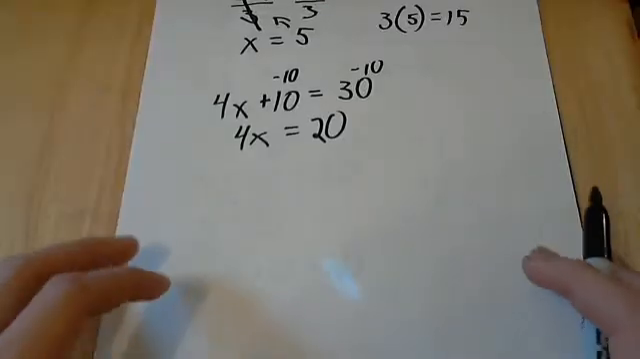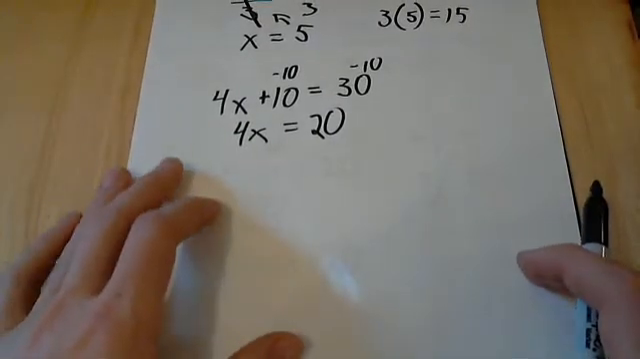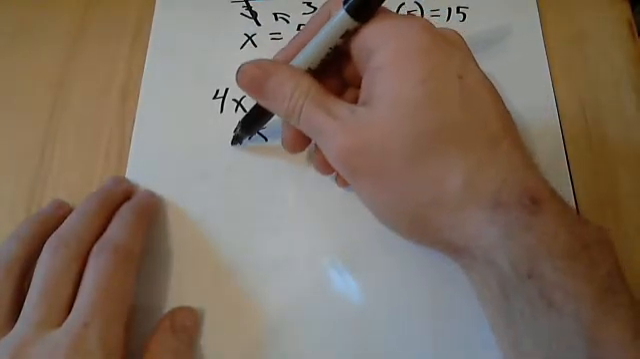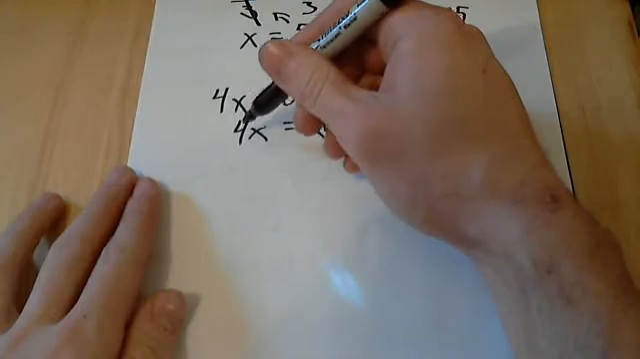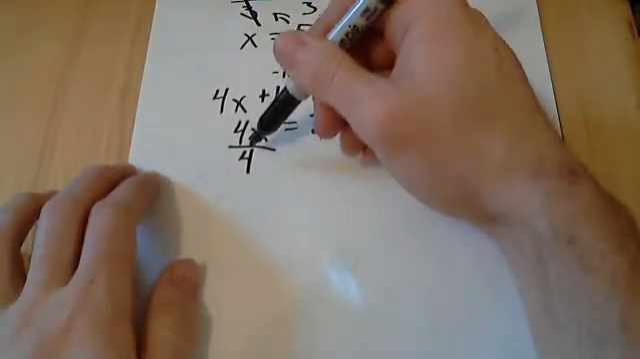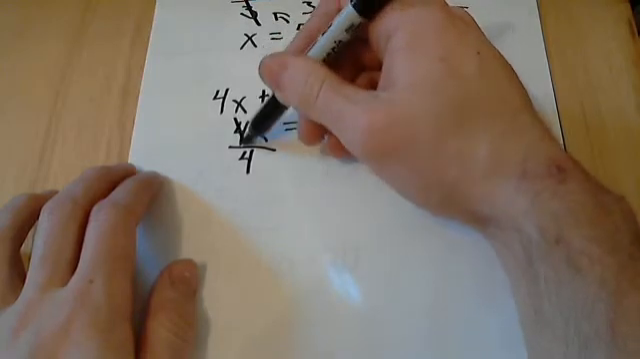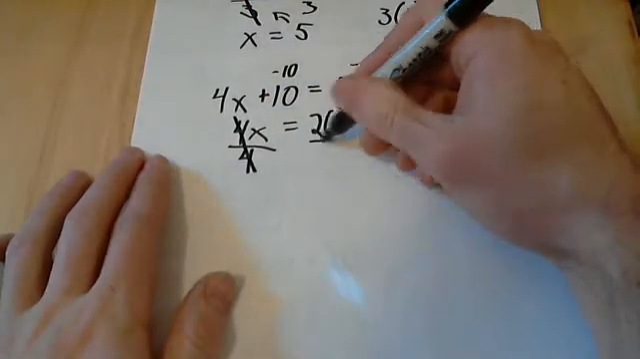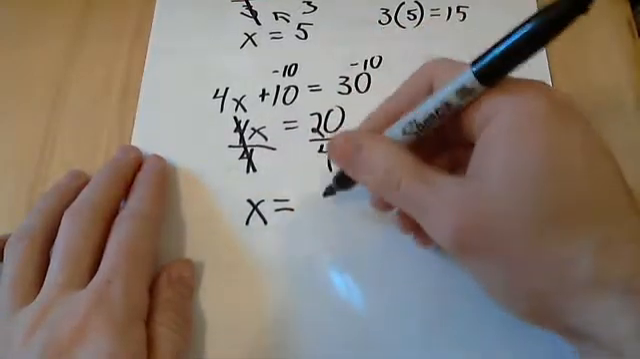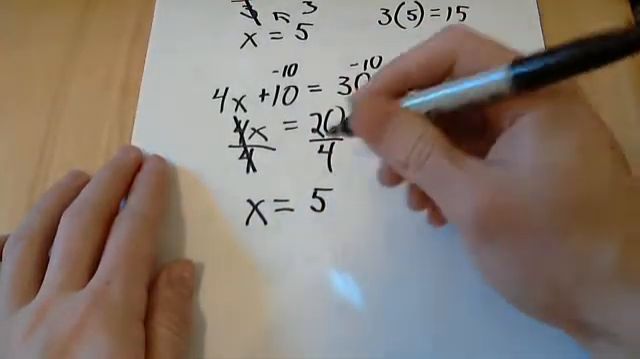So now we're left with multiplication. And as we know, the opposite of multiplication is division. So 4 times x, the opposite of that is going to be divided by 4. So 4 over 4 is 1, and 1 times x is just x. And we have to do that to this side as well. So x equals 20 divided by 4, which is 5.